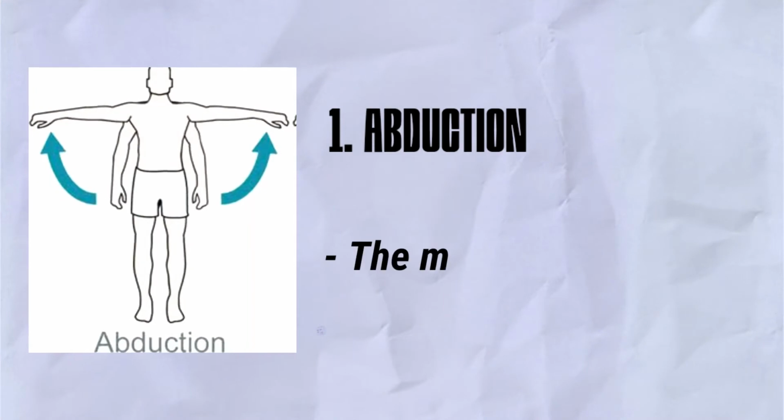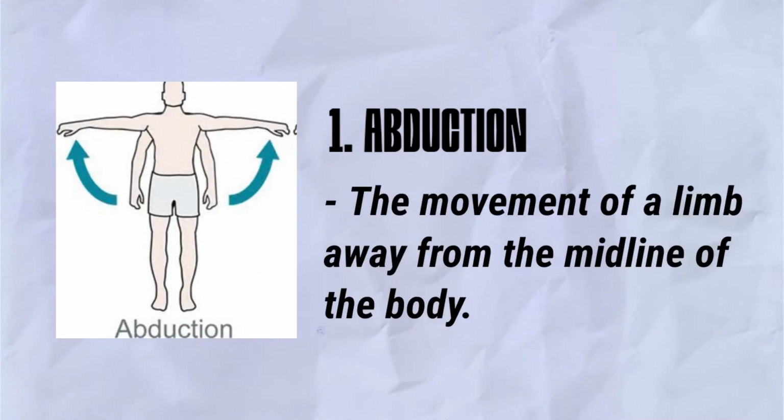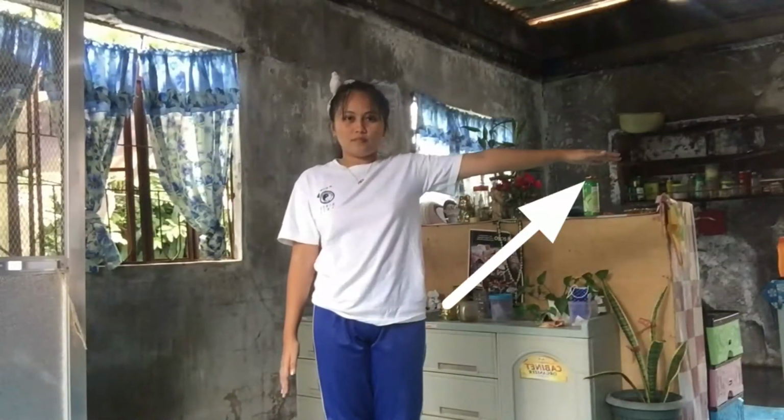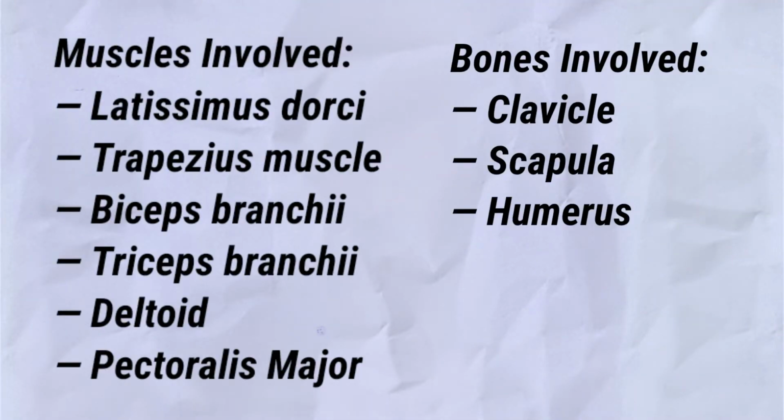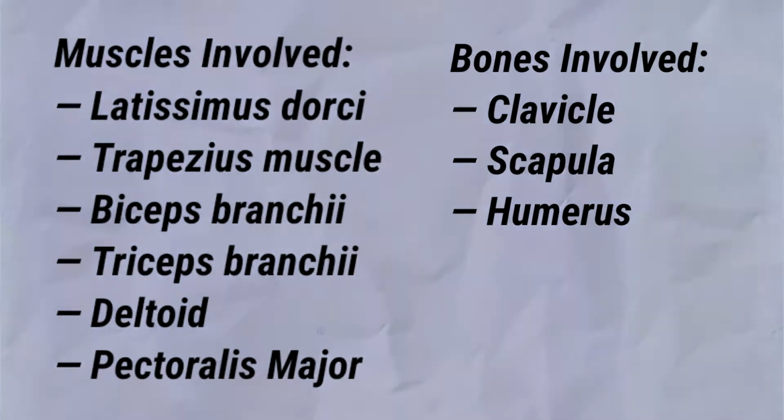So first in the list is abduction, the movement of a limb away from the midline of the body. The muscles involved are latissimus dorsi, trapezius muscle, biceps brachii, triceps brachii, deltoid, and pectoralis major, while the bones involved are clavicle, scapula, and humerus.